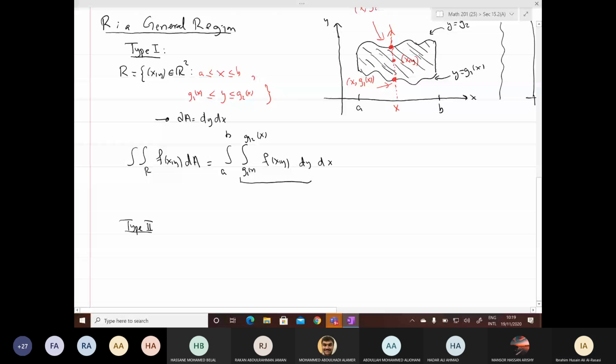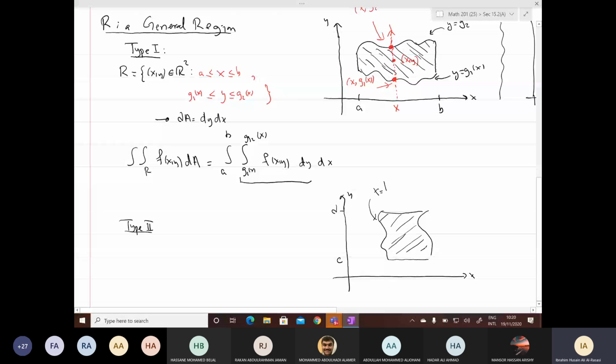Type 2 is really similar, but now you just work on the y-axis. So when you do something like this, this is x, and this is y. You have a left curve and a right curve. This is C and this is D, and this is the region here. This is the curve x equals h1(y), and this is x equals h2(y). A left curve and a right curve.